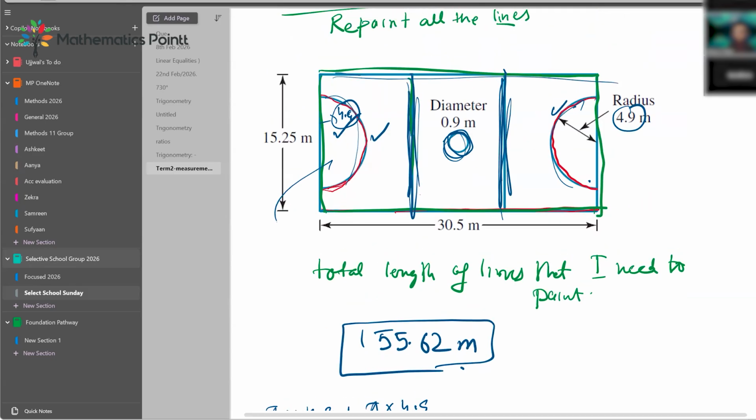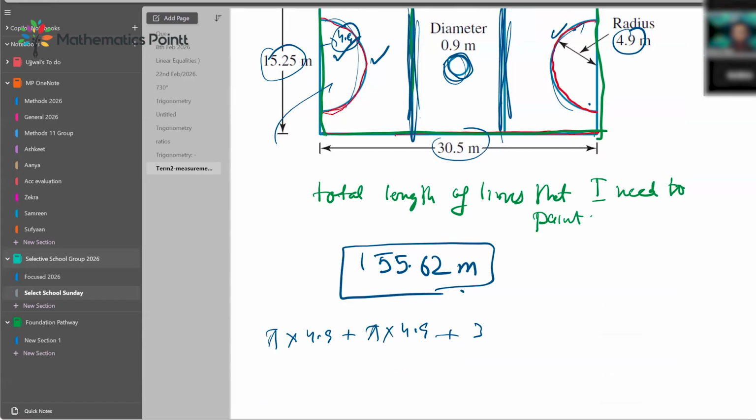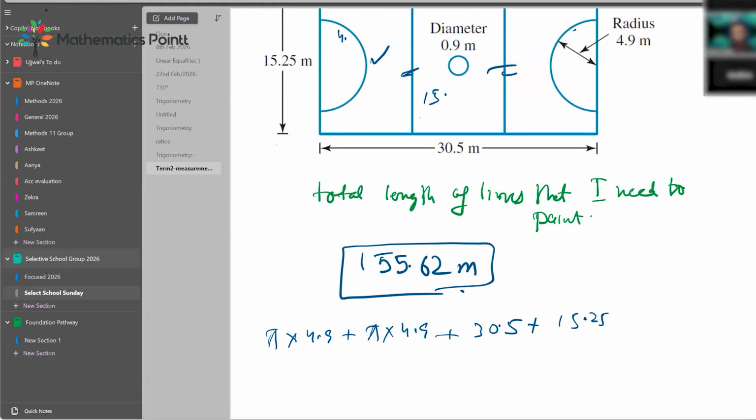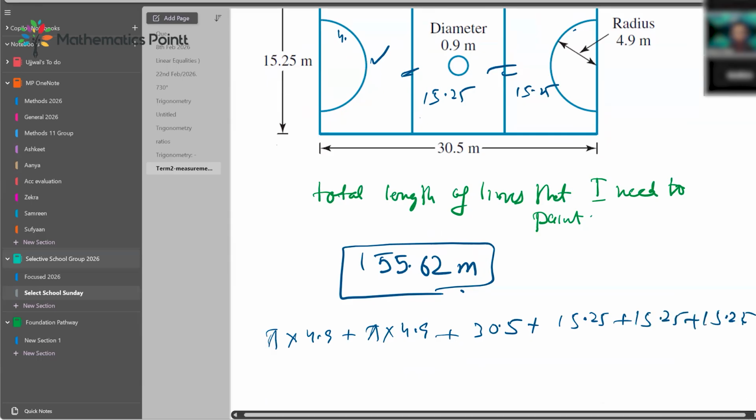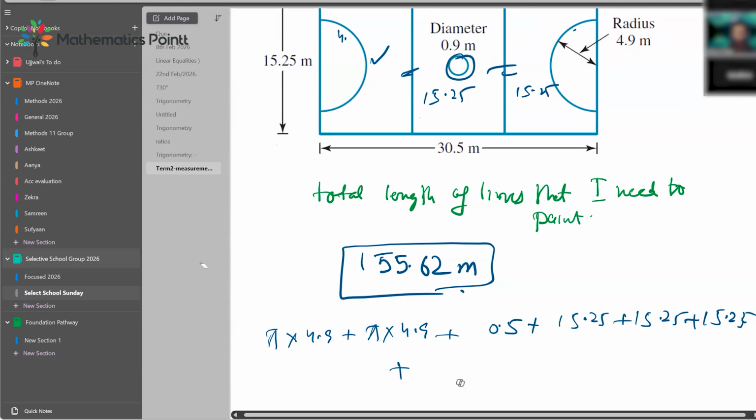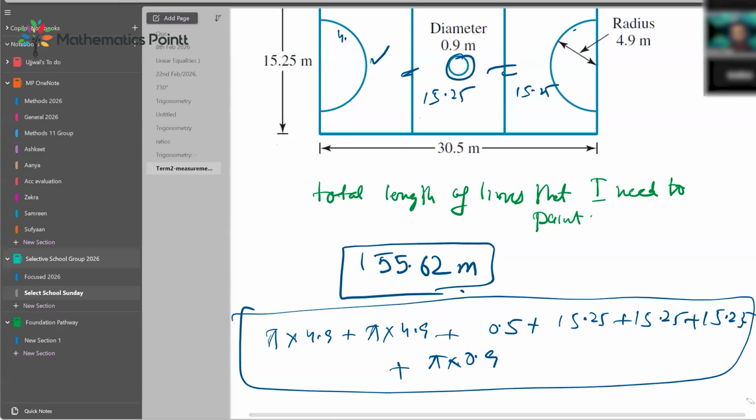Then I've got this bigger rectangle, 30.5 and 15.5. So I have another 30.5 plus 15.25. And these two lines here are also 15.25, so I add them as well. Another 15.25 plus another 15.25. What is left? Just this circle inside, which is the full circle. 2 pi r, or maybe I say pi d. Pi times 0.9. And they're all in meters. If you calculate this, eventually you will get 155.62.